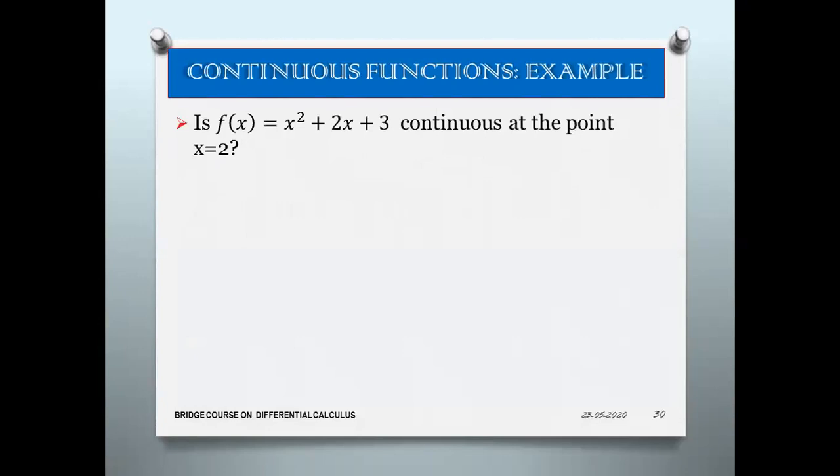Now let us take one example for a continuous function. Look at this example. f of x is equal to x squared plus 2x plus 3. Is it continuous at the point x equal to 2? What we have to see is, just put x equal to 2 in this, so you get f of 2. The limit x tending to 2 of x squared plus 2x plus 3 is nothing but 11. That 11 is what you get when you substitute 2 in this function: 2 squared plus 2 into 2 plus 3, that is also the same.